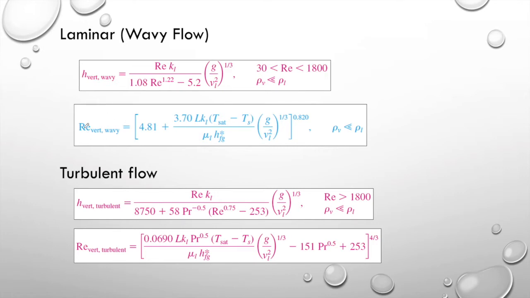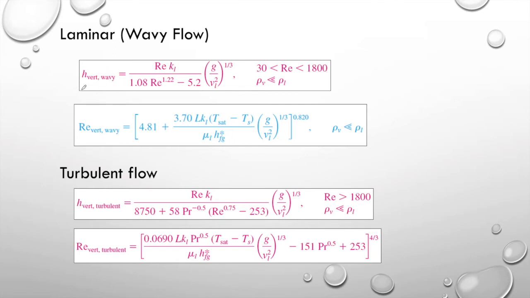What you have to do is to determine the Reynolds number first. After you determine the Reynolds number, you have to compare whether your assumption is in that region or not. So this is the equation for laminar wavy flow. Before you can determine the h vertical wavy, you have to substitute all the property information into this equation to determine the Reynolds number wavy first. And after you determine the Reynolds number wavy, you can substitute into h vertical wavy to determine the heat transfer coefficient.